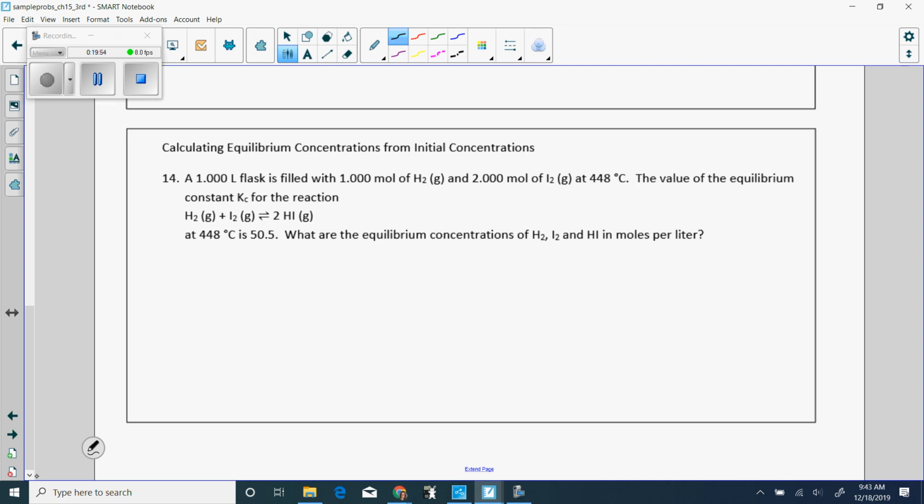A 1 liter flask is filled with 1 mole of hydrogen and 2 moles of iodine. So first thing I'm noticing is I don't actually have molarities. Molarity equals moles divided by liters. 1 mole divided by 1 liter, so it's 1 molar. And 2 moles of iodine, that's going to be 2 molar, because it's all in the same thing. It's in a 1 liter flask at 448.